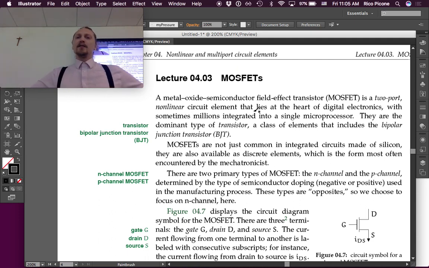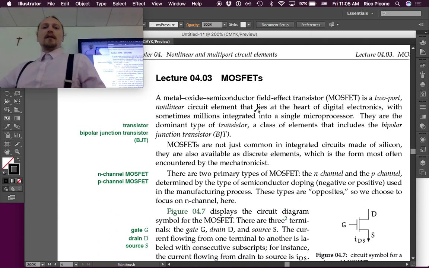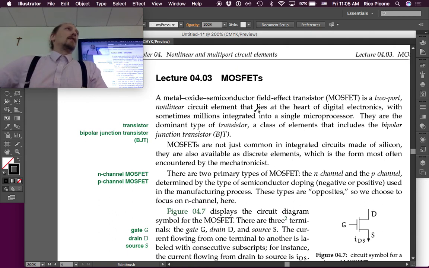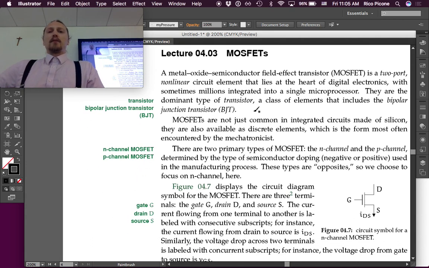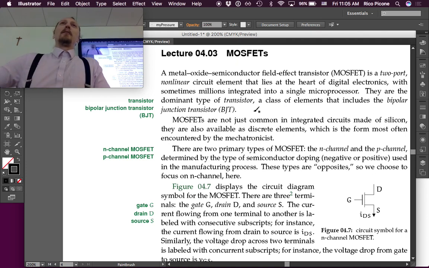MOSFETs are not just common to integrated circuits made of silicon, so that's the microprocessor. They're also available as discrete elements, which is the form most often encountered by the mechatronicist, which, to my knowledge, is the first use of that term, and I think it's pretty awesome, so I'm using it now. It's a thing. We are mechatronicists in training.